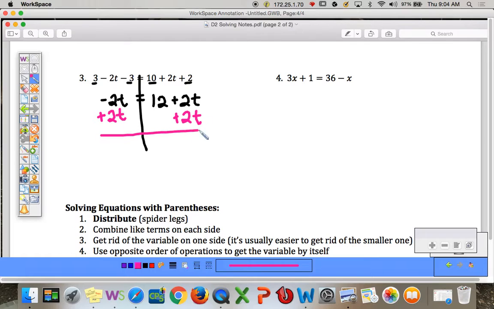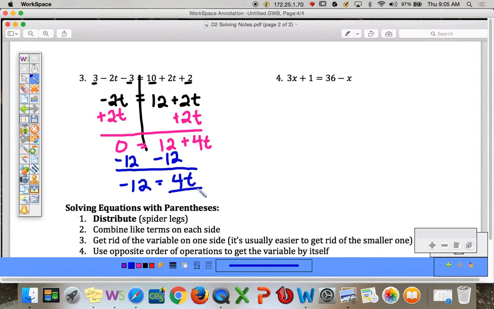This is not the only way to solve. You could also subtract 2t from each side. So we get 12 plus 4t equals 0. We want to get t by itself, so let's get rid of the 12 first by subtracting it. We get negative 12 equals 4t.